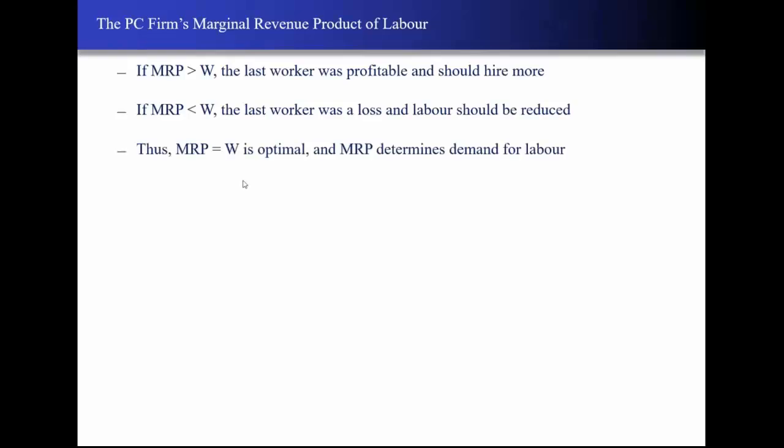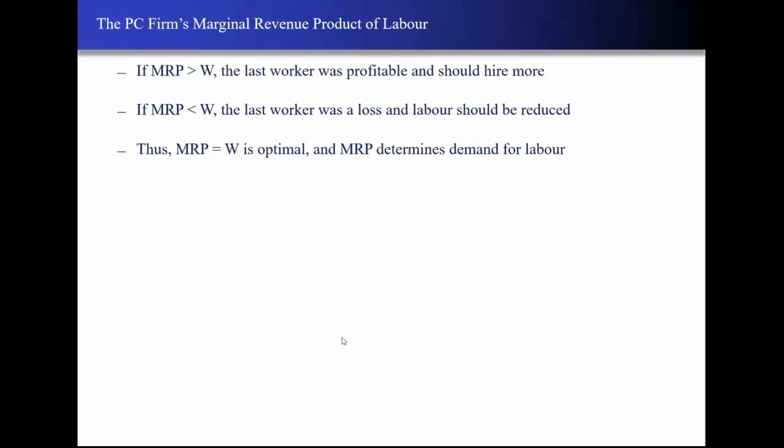If the marginal revenue product is greater than the wage, then the last worker is profitable and the firm should hire more. If its marginal revenue product is less than the wage, then the last worker was a loss and should not be hired. And so the optimal condition is where the marginal revenue product is equal to the wage.